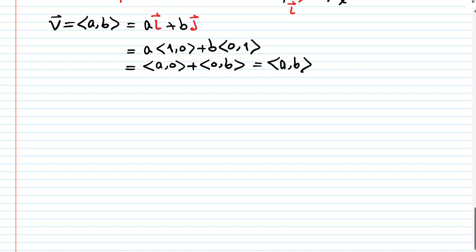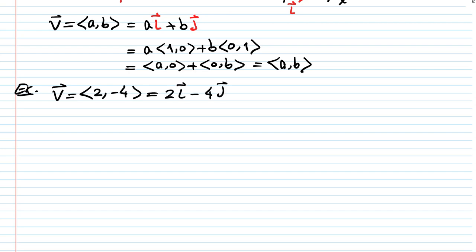So for example, let's say I want to write vector ⟨2, -4⟩ in ij form. So that's going to be 2i minus 4j. Again, it's very important, folks. i and j, these are not unit vectors unless you put the arrow on top. Without them, they're scalars.